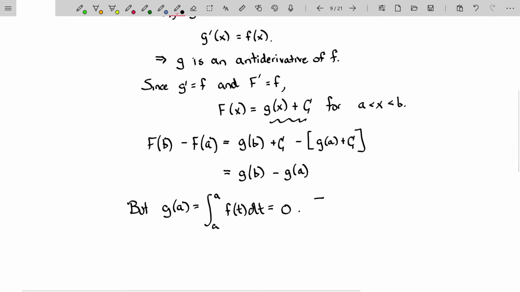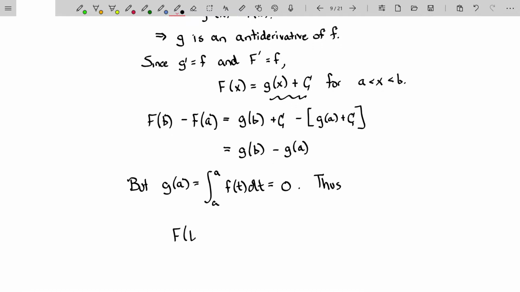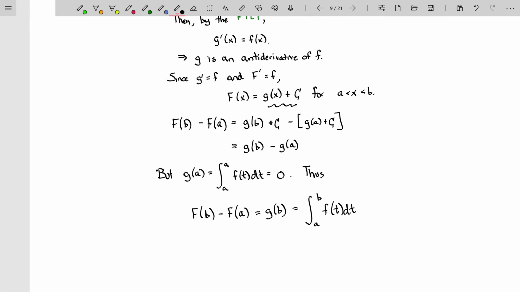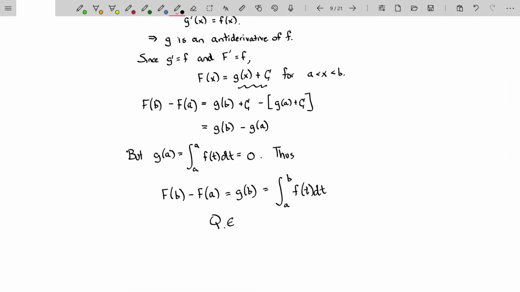Thus, F of b minus F evaluated at a must just be g of b. But remember, g is the integral function starting at a and going to whatever I'm plugging in, which is b in this case. And there you have it. That has now been proven. F of b minus F of a is equal to the integral from a to b of f of t dt. Yay! QED. We are totally done with this proof.